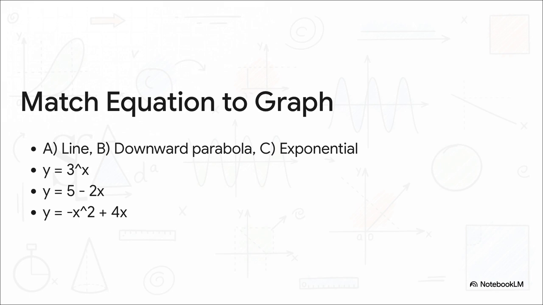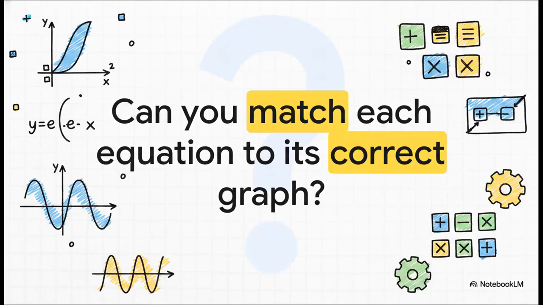Now we've got 3 equations presented in random order. Equation 1 is y equals 3 to the power of x. Equation 2 is y equals 5 minus 2x. Equation 3 is y equals negative x squared plus 4x. I want you to synthesize everything we literally just talked about regarding slopes, leading coefficients, and the explosive growth of variables in the exponent. Here is your challenge for today. Can you match each equation to its correct graph? I want to see who gets the full toolbox right.